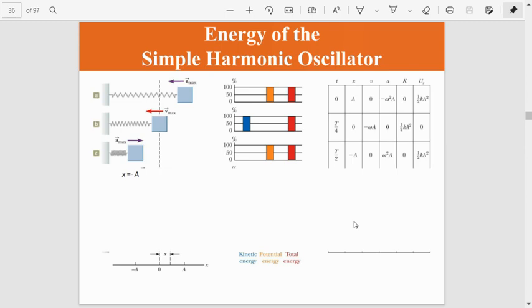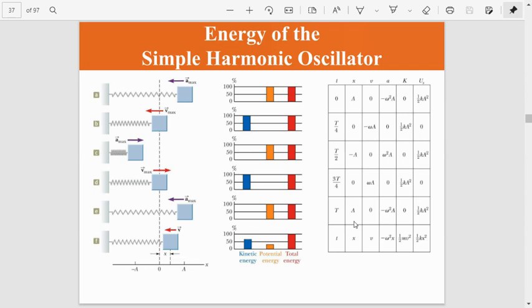So we've lost all the kinetic energy that we just gained while passing through equilibrium, and traded that for potential energy. And again, this exchange happens throughout the cycle. So over time, one increases while the other decreases, and back and forth.